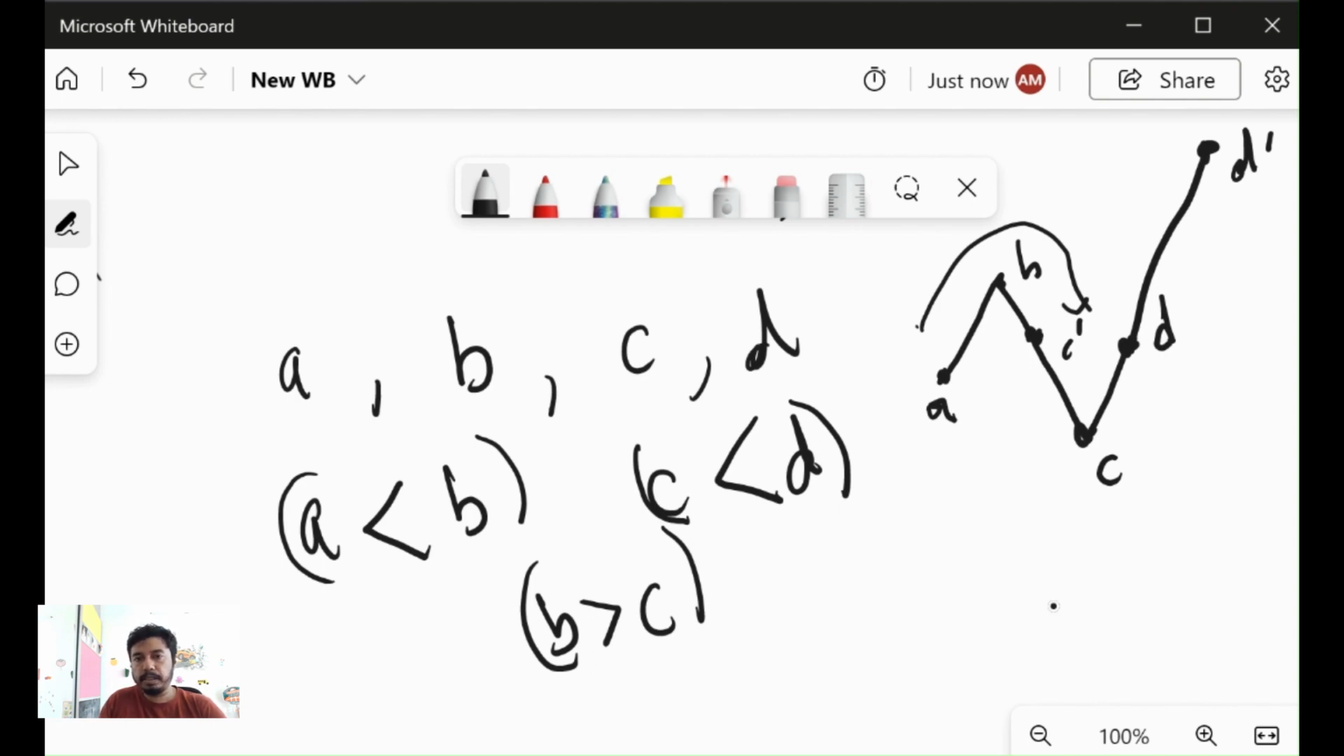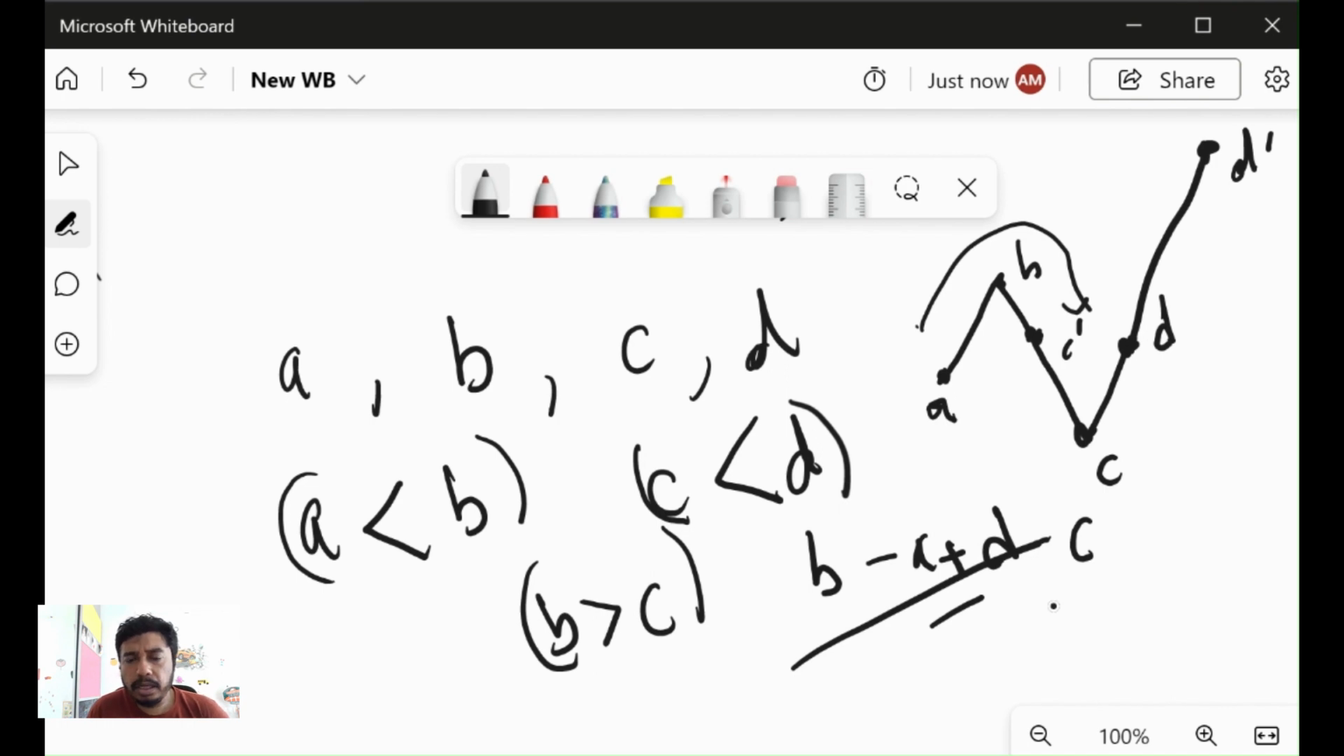Okay. So let's say in this case, my profit would be: I'm buying at A, I'm selling at B, which is B minus A, and again I'm buying at C and selling at D, which is D minus C. Correct. So my profit is B minus A plus D minus C. So this is my current profit according to my hypothesis.